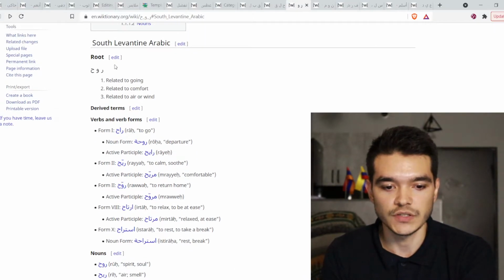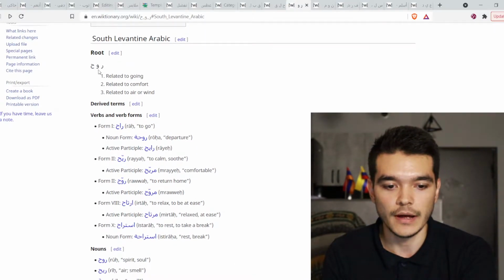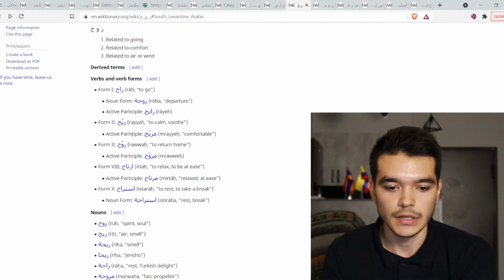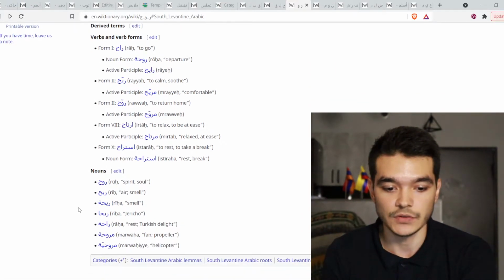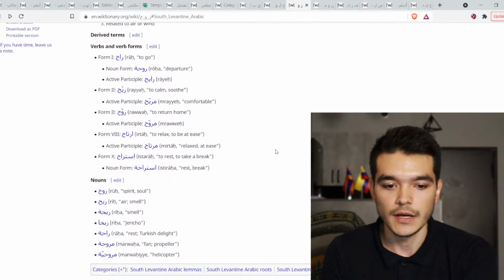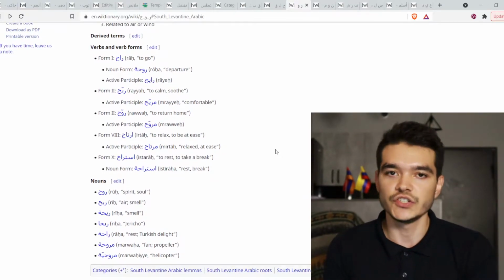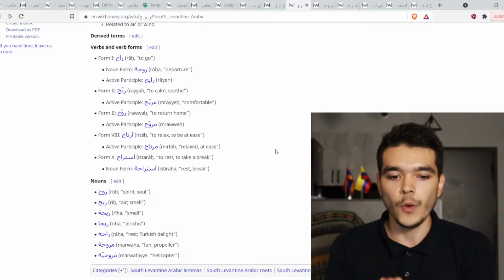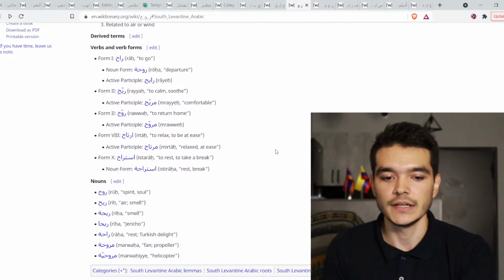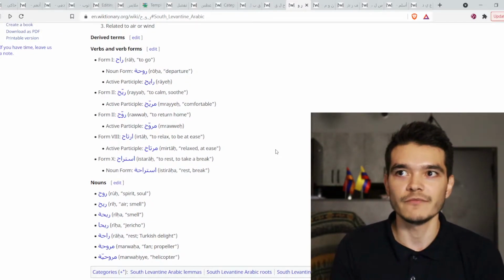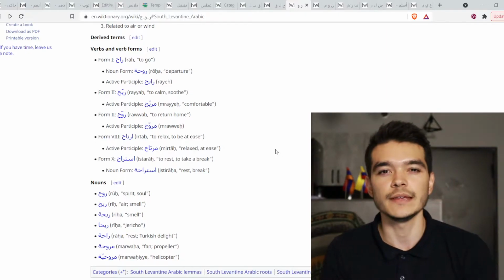Here we have the root ra, wa, ha, and it has a few different meanings as well. This one has a lot of different words that come out of it. But anyway, I wanted to just jump right in and show you where this gets a lot trickier and more vague in terms of determining what the letters of the root are.